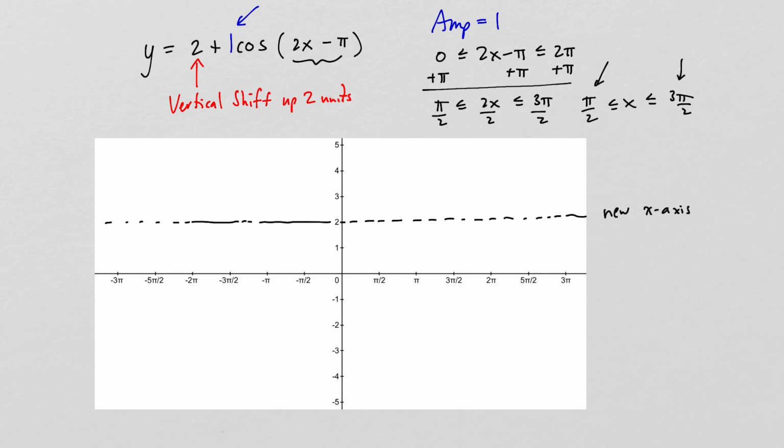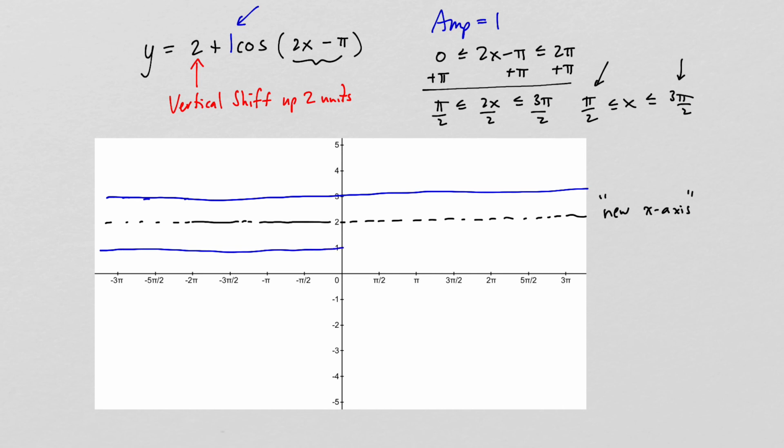It's not what it is, but it's what I like to call it, because what's going to happen now is your cosine graph is going to oscillate around that line. Now, the amplitude is 1, so that means that you're going to go up 1 unit from 2, which is to this value, and you're going to go down 1 unit from 2, which is to this value. So your entire graph is going to occur between those 2 lines here.